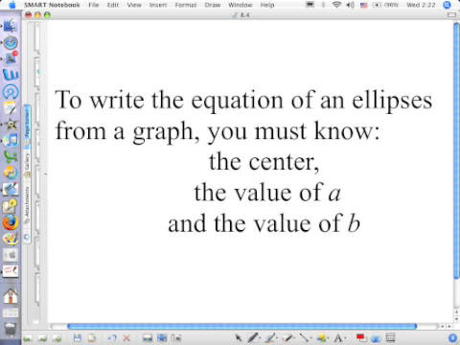Well, an ellipse is sort of like a circle, right? We still need the center, but why can't we just have one radius? Because it's elongated. Very good. So we need to know how far to go in one direction and how far to go in the other direction. Okay? So we need to know the center, we need to know the value of A, and we need to know the value of B.